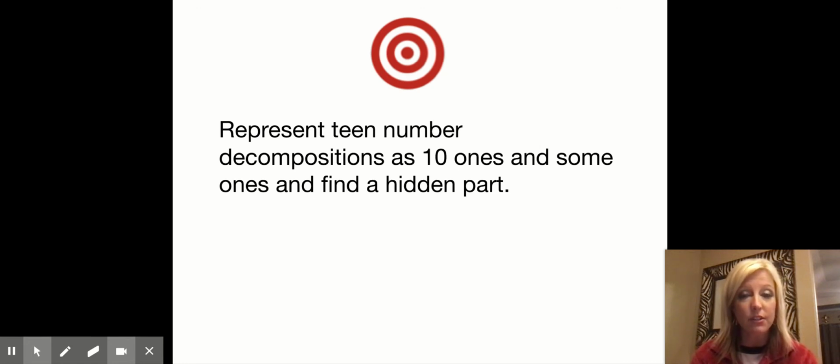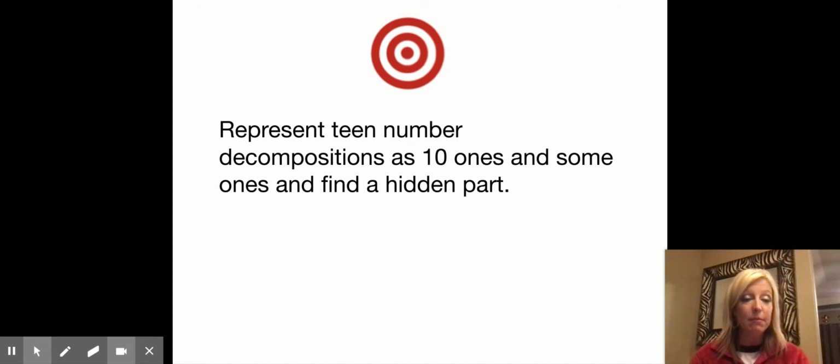Our objective or goal today is to represent teen numbered decompositions as 10 ones and some ones and find a hidden part. So today we're going to break down those teen numbers into tens and then try to find the missing part. For today's lesson, there are a few materials you're going to need.